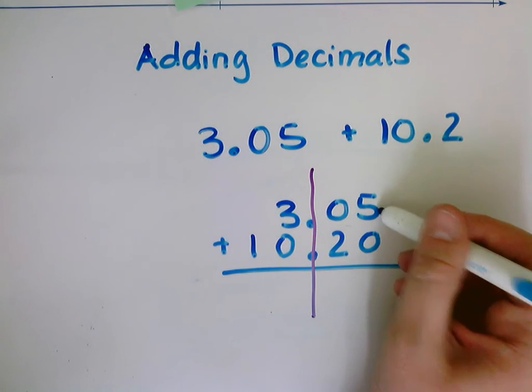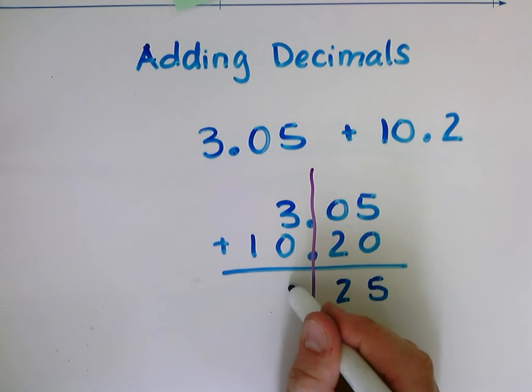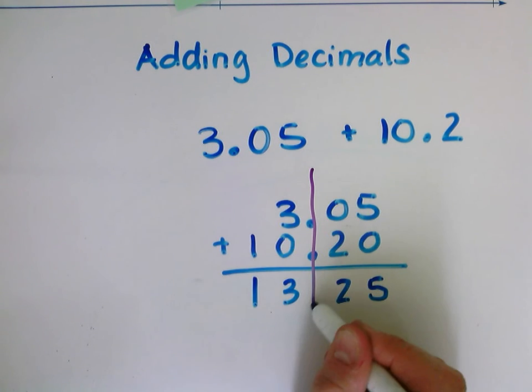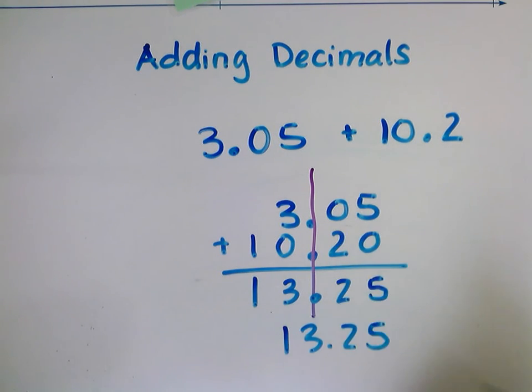And then I can go ahead and add 5 plus 0 is 5, 0 plus 2 is 2, 3 plus 0 is 3, and 1, and our decimal stays in the same spot. So my answer is 13 and 25/100. And that makes sense because 3 plus 10 is 13, so I know my answer is reasonable. Go ahead and try this with the next problems for today.